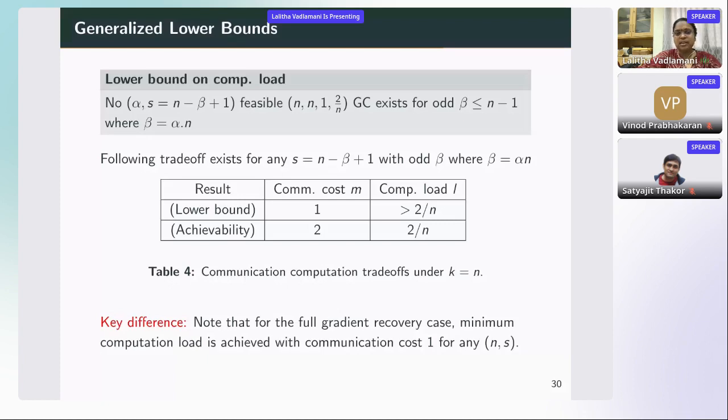We also have some general lower bounds, but these are again for low communication cost, and again with very low computation load as well.